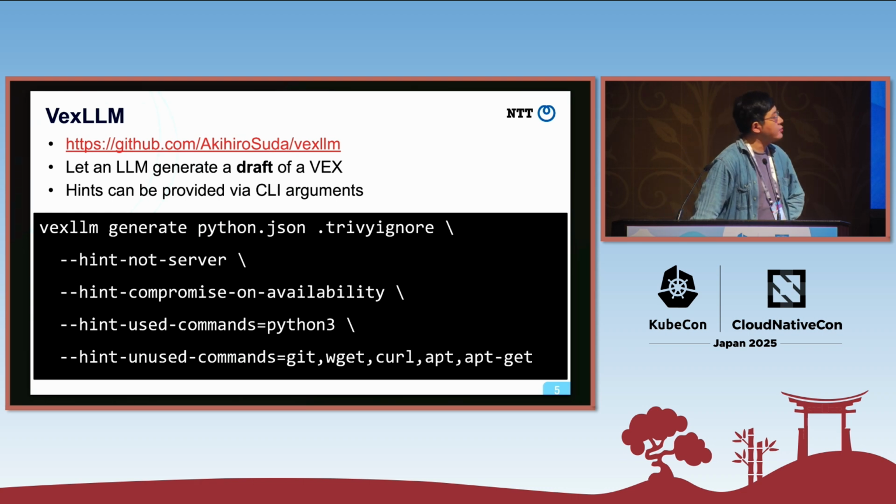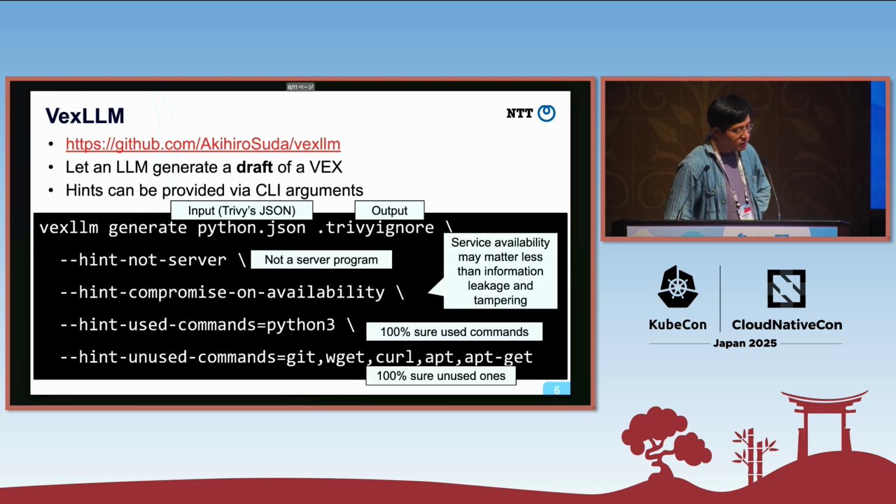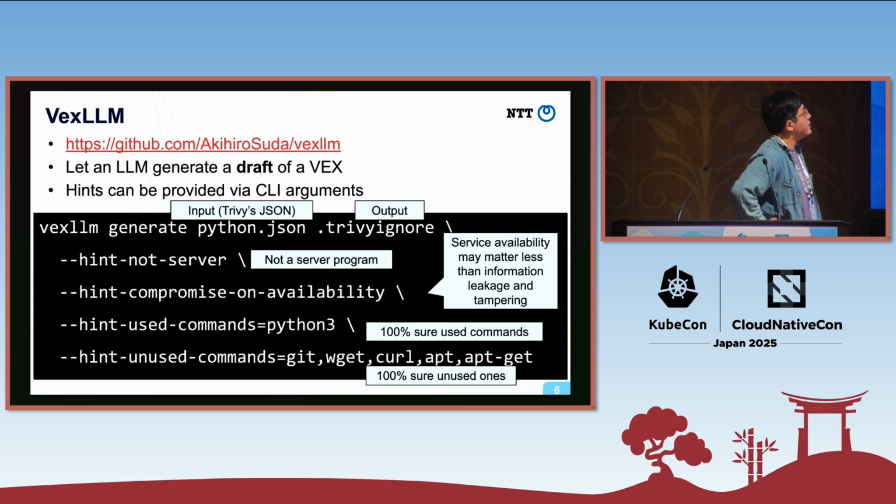So this is my tool, VexLLM. This is a tool to generate a draft of a VEX using LLM. And you can provide hints to the LLM using CLI arguments. In this example, python.json is the input file. This is Trivy's JSON file. And the output is a Trivy ignore file. And we provide several hints.